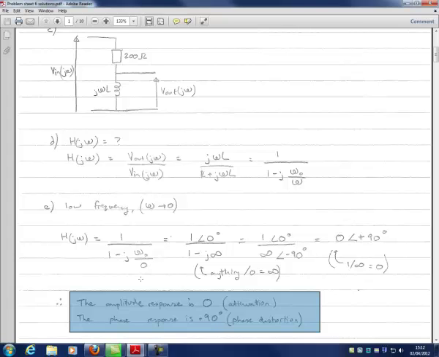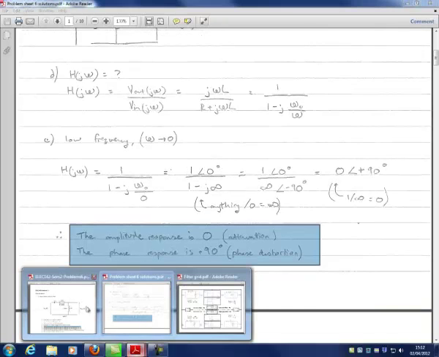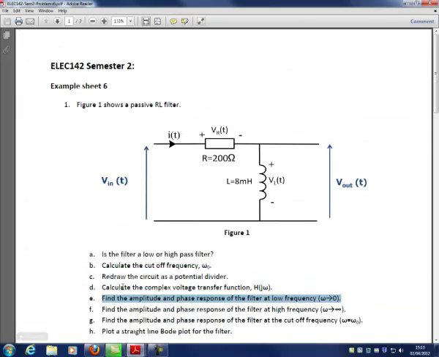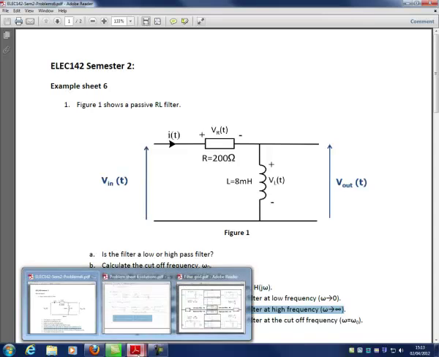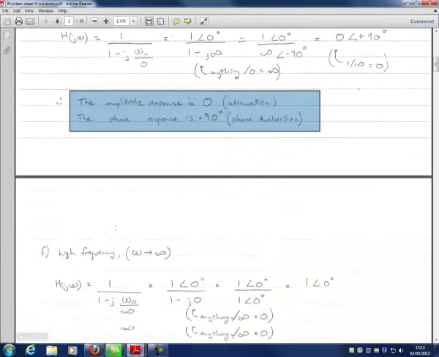And that's good because we've said it's a high pass filter, so at low frequencies the signal's being strongly attenuated and not allowed to pass through. So next step, now we've done the low frequency, is to look at the high frequency response, and this time we're going to assume that omega tends to infinity. So this is just really running through what we did in the lecture with a specific example.